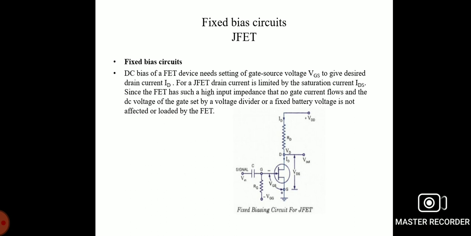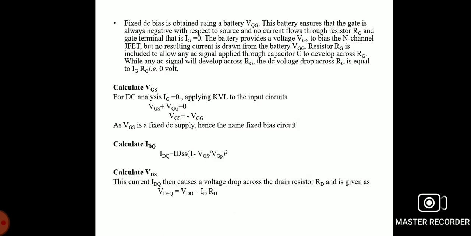The resistance RG is included to allow any AC signal applied through the capacitor C to develop across the gate resistance. While any AC signal will develop across the gate resistance, the DC voltage drop across the gate resistance is equal to the gate current times the gate resistance, therefore 0 volt. Now we can calculate the gate source voltage, the input side voltage, for DC analysis where the gate current is equal to 0.